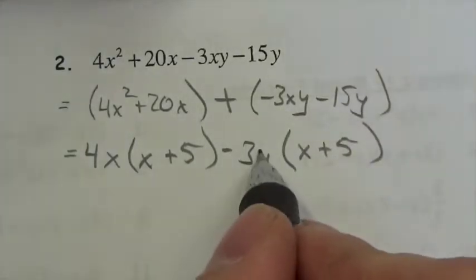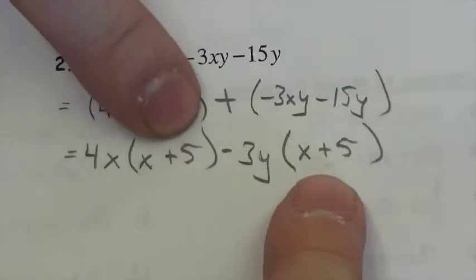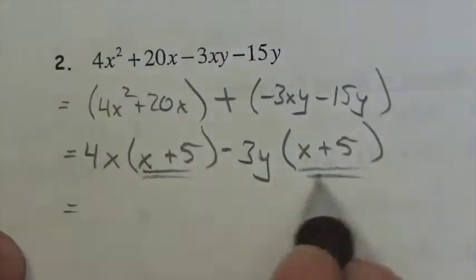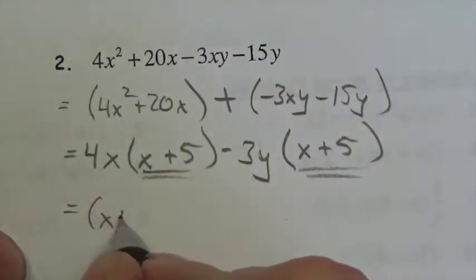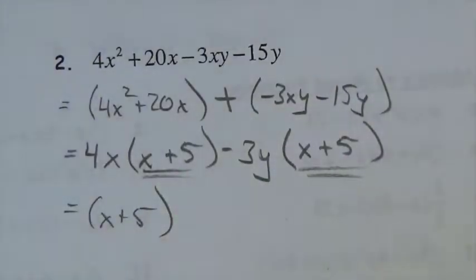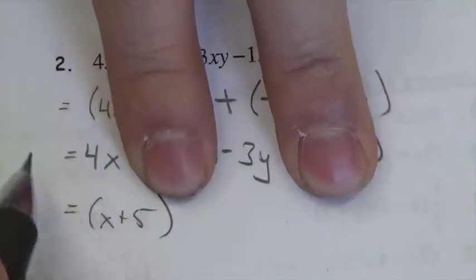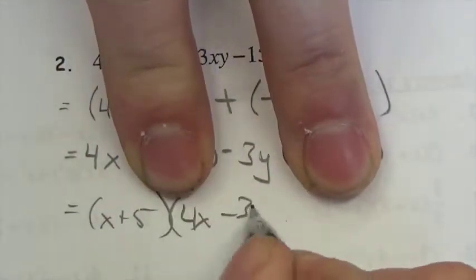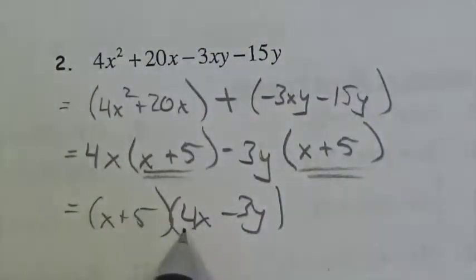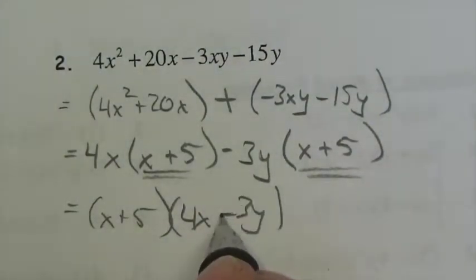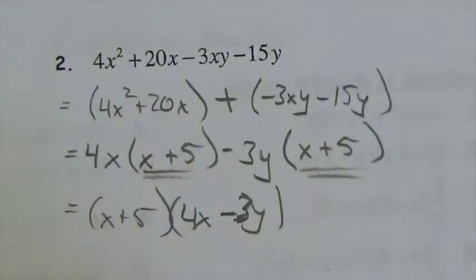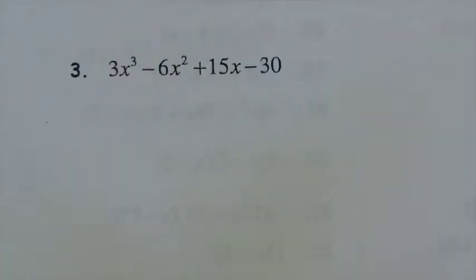And again, I know that I'm on the right track because I end up with this binomial that I see in both terms there. So that binomial was shared to both, and if I cancel those out, I'm left with 4x minus 3y. And there we go. So x plus 5 multiplied by 4x minus 3y. Okay, that's not terribly clear, but anyway. Keep going. Let's do some more.